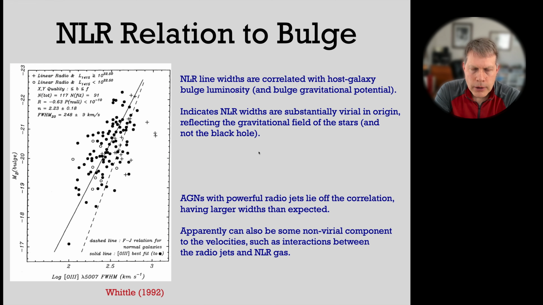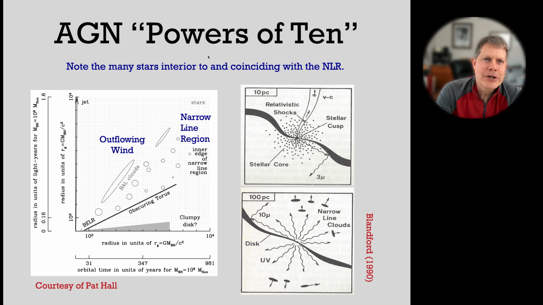This is quite plausible. You will remember, here's our AGN powers of 10 plots. Note there are many stars interior to and coinciding with the narrow line region. Remember in these nice plots made by Pat Hall again, all of these little gray dots are representing where a star would lie on average. We don't think they're, of course, arranged in a grid, but that's sort of the characteristic density of stars being shown. The point being now that once you get out to these sorts of radii, there are many stars interior to the narrow line region expected.